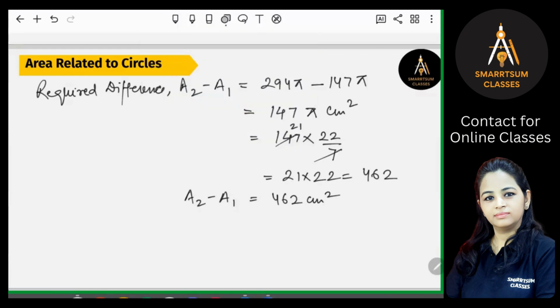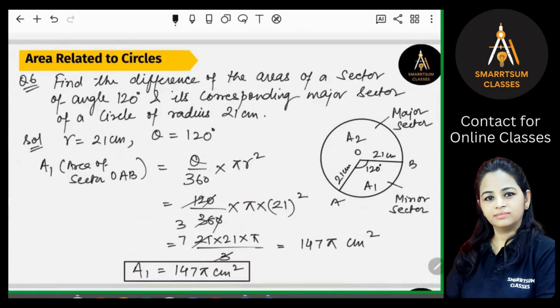So in this way, we have got this difference between the major and the minor sector. What we have done, we have first found the area of the minor sector, because theta is given, r is given. After finding out A1, the area of the minor sector, we can subtract this from the area of the whole circle, pi r square, to get the area of the major sector. And now we can find out the difference, that is A2 minus A1. So I hope now you have understood this, yes or no?